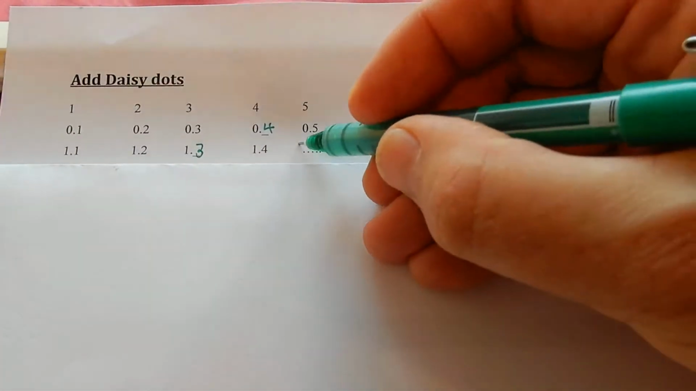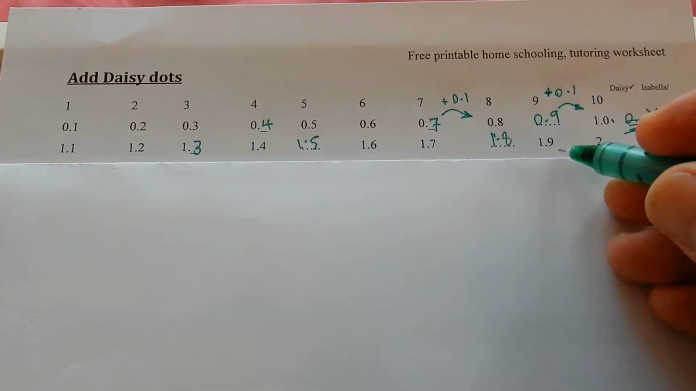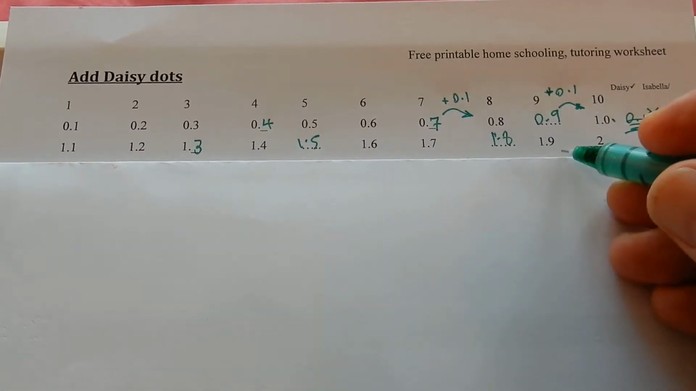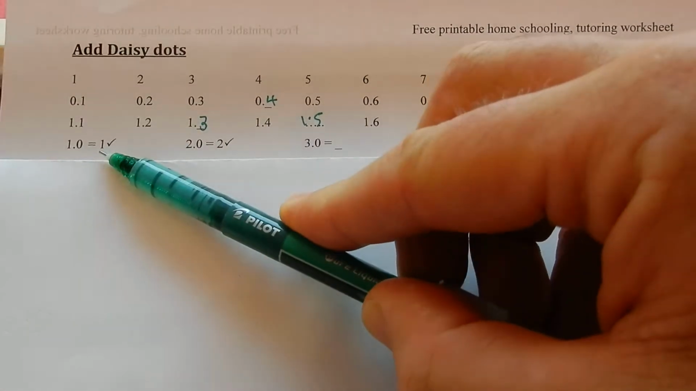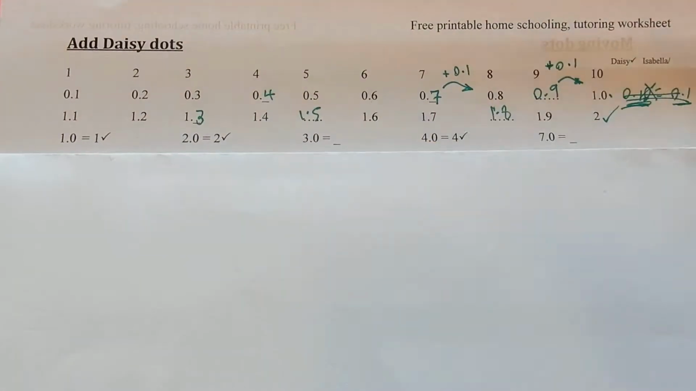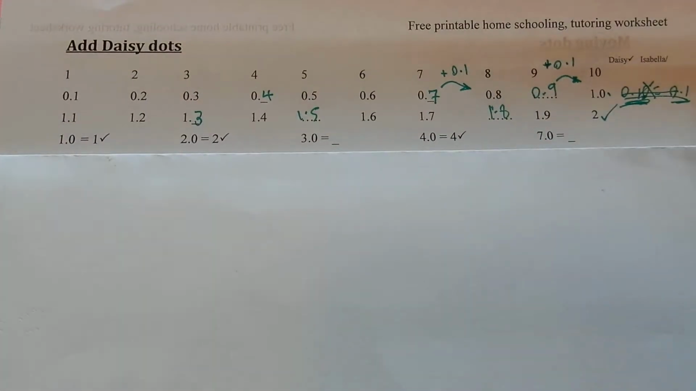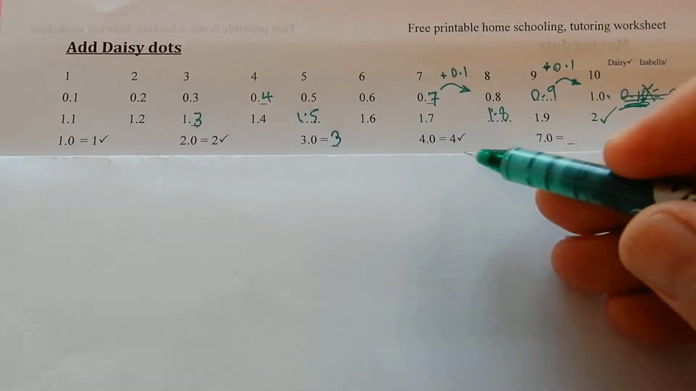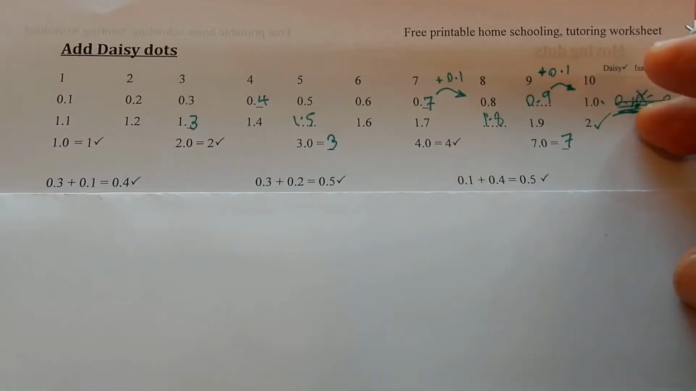There's more. Okay, here we go. 1.1, 1.2, 1.3, 1.4, 1.5, 1.6, 1.7, 1.8, 1.9. 1.9 add 0.1 is 2. Ping! 1.0 equals 1. You put it in your calculator, it gets out 1. 2.0 equals 2. 3.0 equals 3. 4.0 equals 4. 7.0 equals 7.